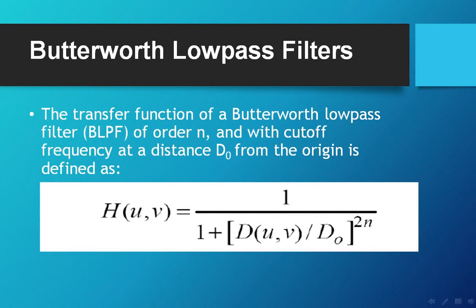The second low pass filter is the Butterworth low pass filter. The transfer function of a Butterworth low pass filter of order n, with cutoff frequency at a distance D0 from the origin, is defined by the formula H(u,v) equal to 1 divided by 1 plus [D(u,v) divided by D0] to the power of 2n.